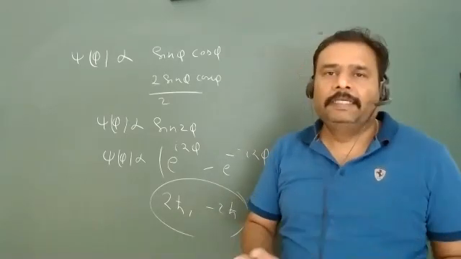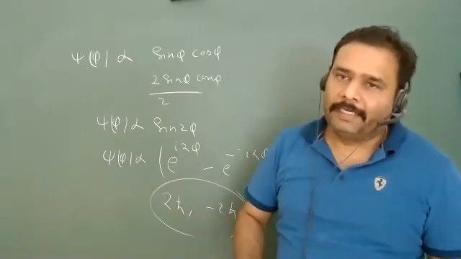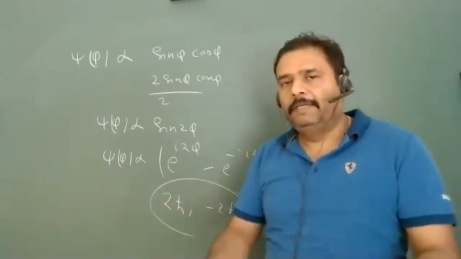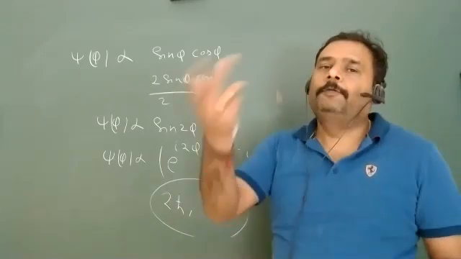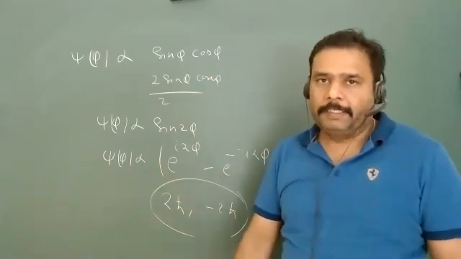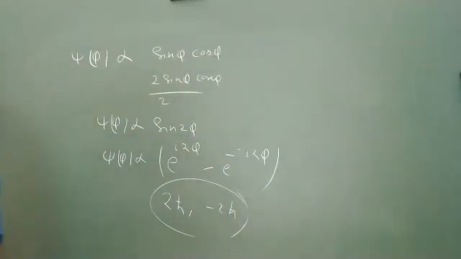You will always see that your wave function will be written in the form of sine phi, cos phi. This kind of situation will always be there. Once it is given, just think, okay, I have to break it into terms of e to the power im phi and e to the power minus im phi. Let's go for the next one.